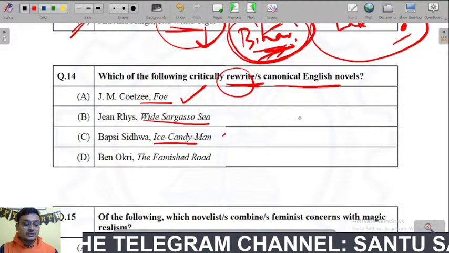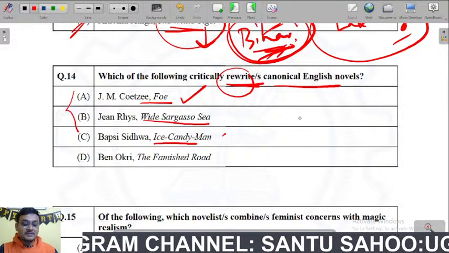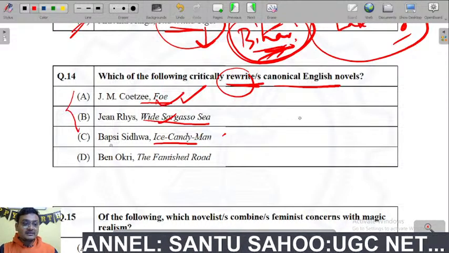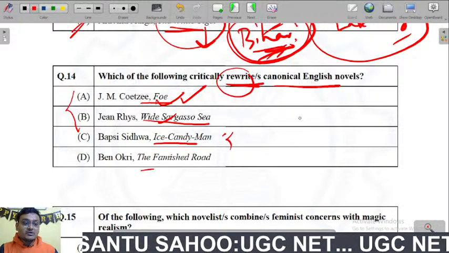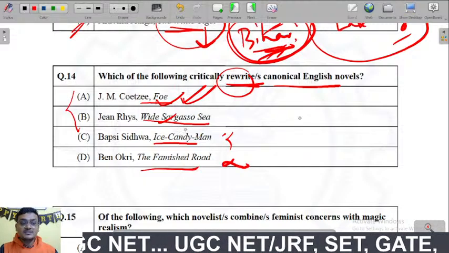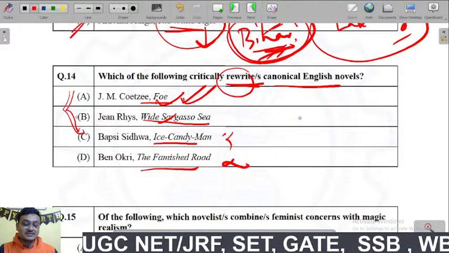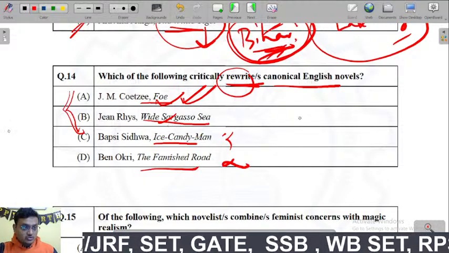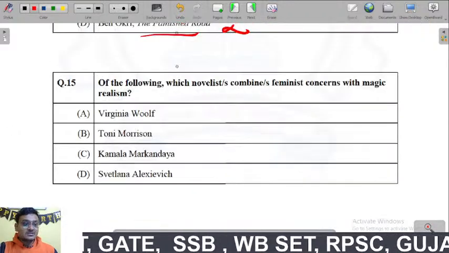Here question 14, actually these two, A and B. A and B is the right answer. Ice Candy Man will not be it, The Famished Road will not be it. That is actually reworking, J. M. Coetzee's Foe and Jean Rhys's Wide Sargasso Sea. See, here A and B is the right answer. It is an MSQ. So here A and B are the right answer.